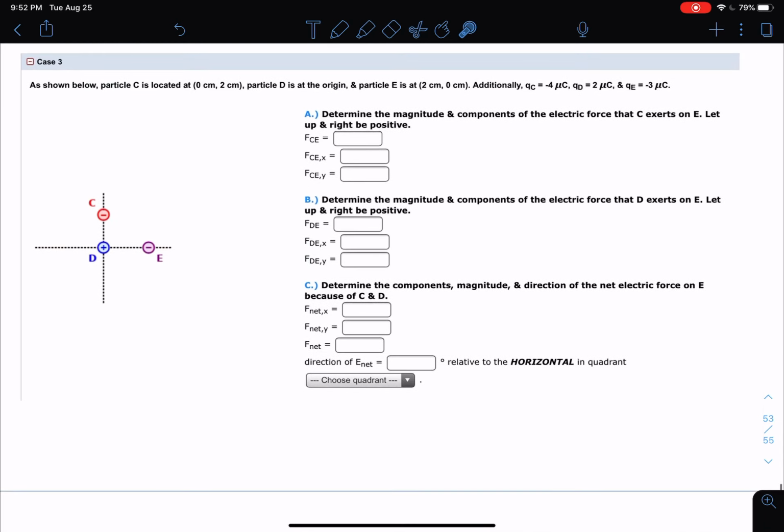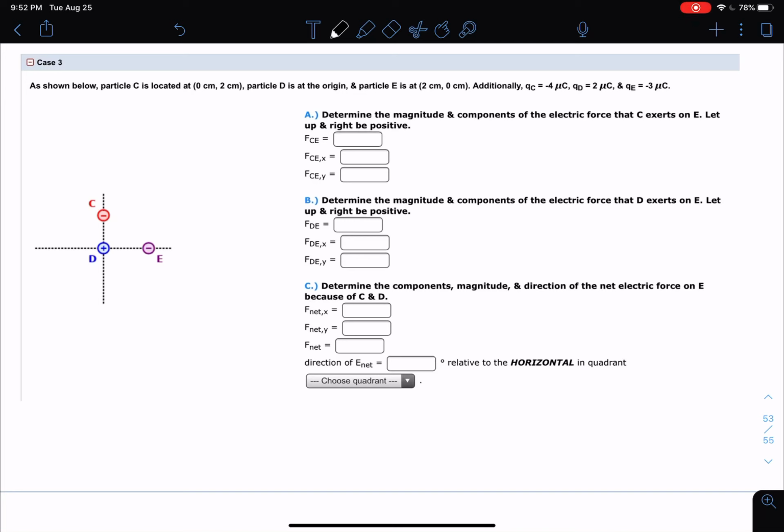Now, when you get to case 3, this is a little bit more involved. And I'm going to go through this one a little bit here. So you can see we've got 3 parts here. Ultimately, the goal is to determine the net electric force on particle E. That's the goal. And so part A starts with, okay, determine the magnitude and components of the electric force that C exerts on E.